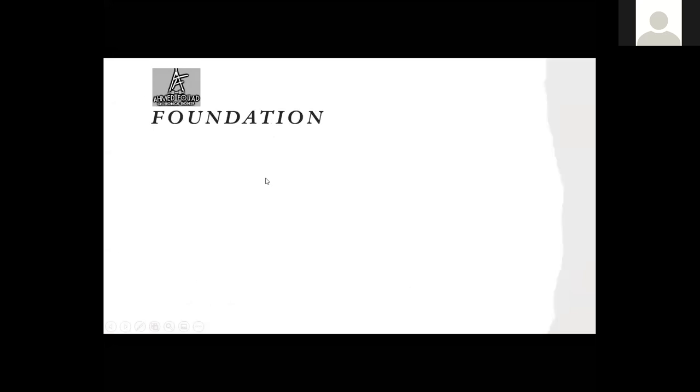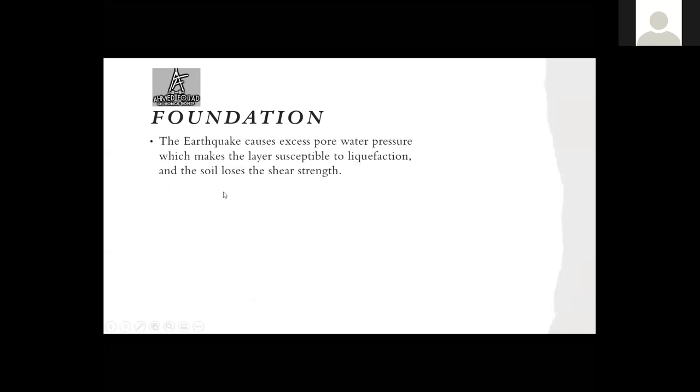So how can we mitigate the problems of liquefaction if we have a building? As I mentioned, the excess pore water pressure starts to rise, and that exposes the layer to liquefaction, and the soil starts to lose its shear strength.